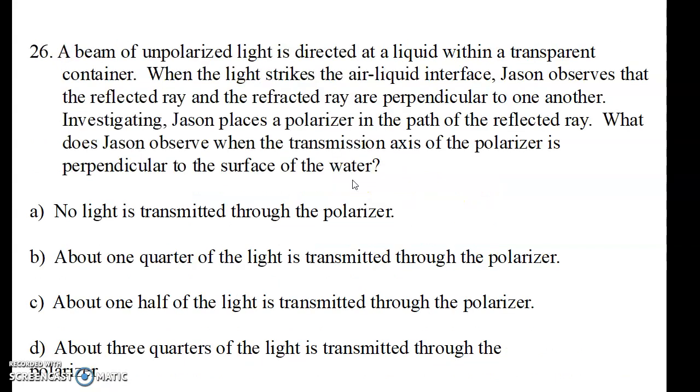And then finally 26. A beam of unpolarized light is directed at a liquid within a transparent container. When the light strikes the air-liquid interface, what does Jason observe when the transmission axis of the polarizer is perpendicular? He observes no light is transmitted through the polarizer because it's perpendicular to that.